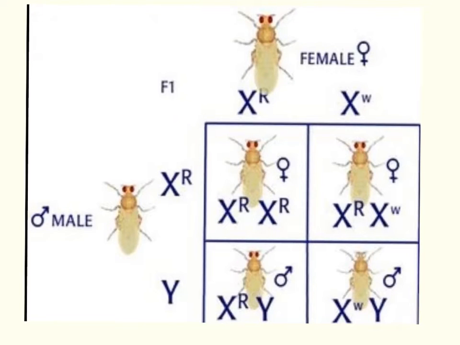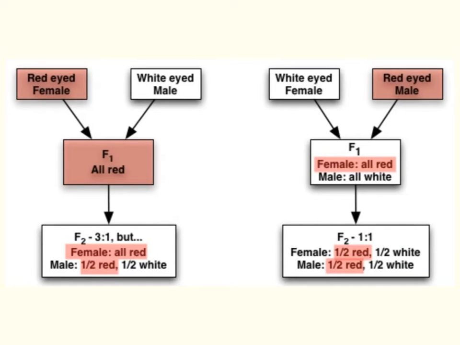Again, another example for you to practice and go through, just to understand the setup of the Punnett square. Showing again, if we were to start off with red-eyed females and white-eyed males, cross them, we would expect all of our F1 to be red. If we were to cross our F1, we would expect our F2 to have a 3-to-1 ratio. Now with this, our females would all be red. Our males, we would have half red and half white. This right here would be due to the fact that our white is a sex-linked trait.